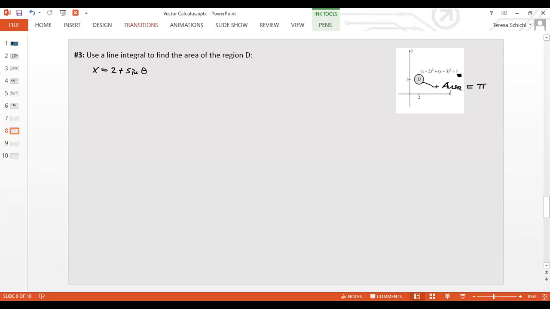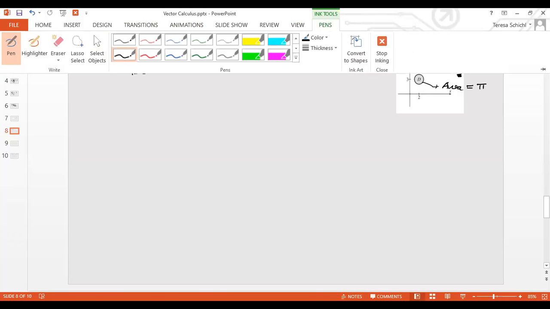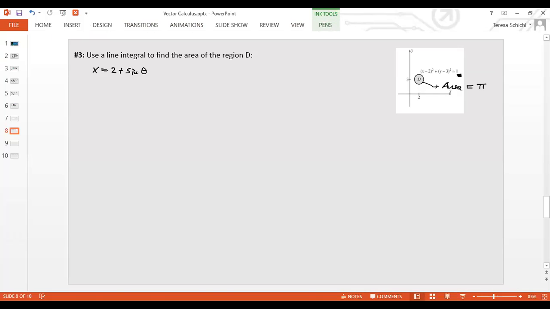Correct? 2 plus cosine theta, I'm sorry, here. So it's a 2 plus cosine theta here, right? So that's 2 plus cosine theta. And now let's see here.